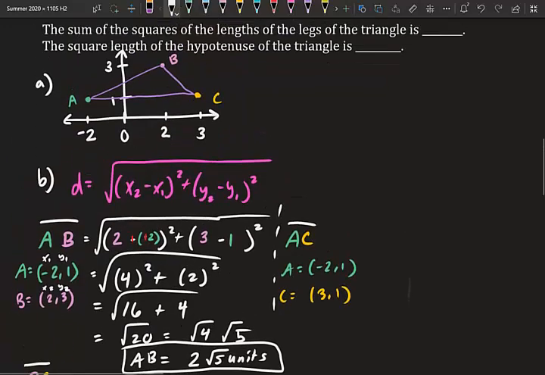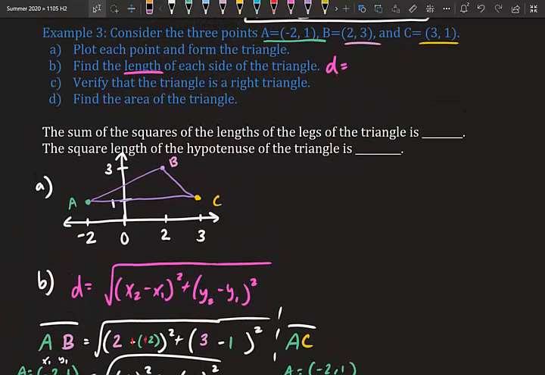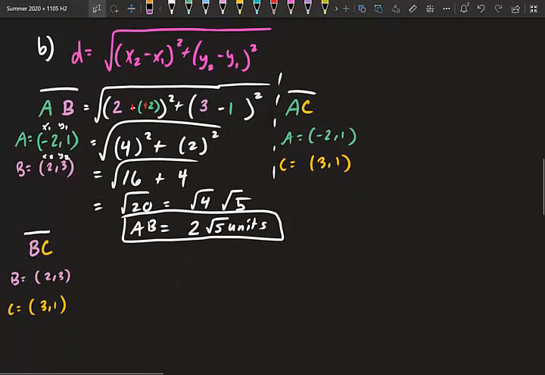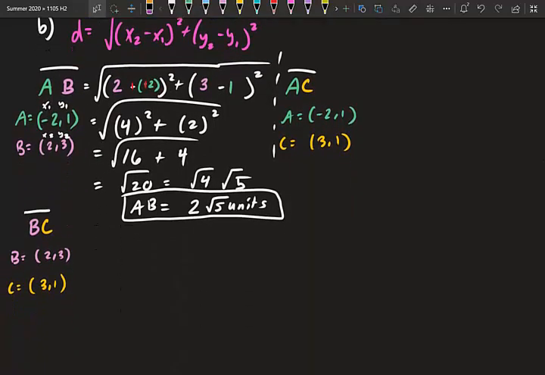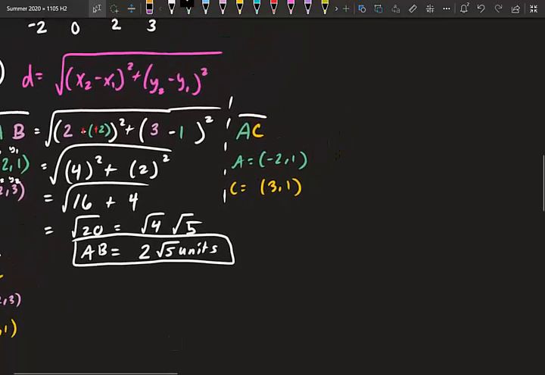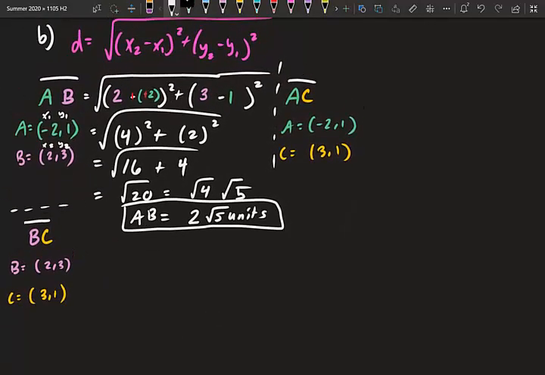Now part B told me to find the length of each side. That's why I boxed the length, because it told me to find the length. So I did. All right. Now we're going to move on to BC. This is where I suggest you pause the video, find the other two lengths, find BC, find AC, skip to the end to see if you got it right. If you didn't, go back and let's work it out together.